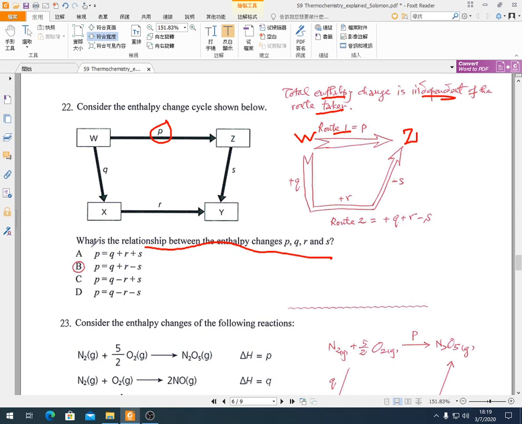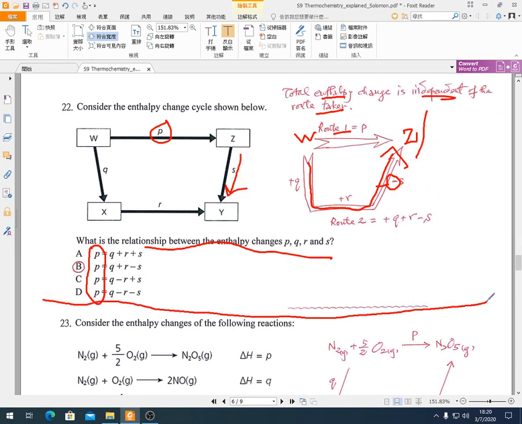will be equal to, we look at the answer choices here, all have P on the left hand side. So we want to have P, W to Z. Then we go the other way, going here, plus Q, plus R, and then this way will be minus S, because S goes this way, so this will be minus S. Okay, now it's the basic one.